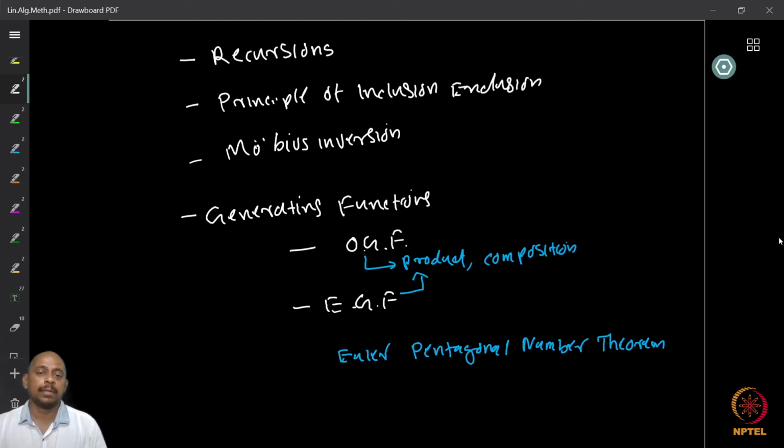And then we saw that, okay, one can also talk about this kind of generating function, and what happens combinatorially when we take the product or composition, etc.